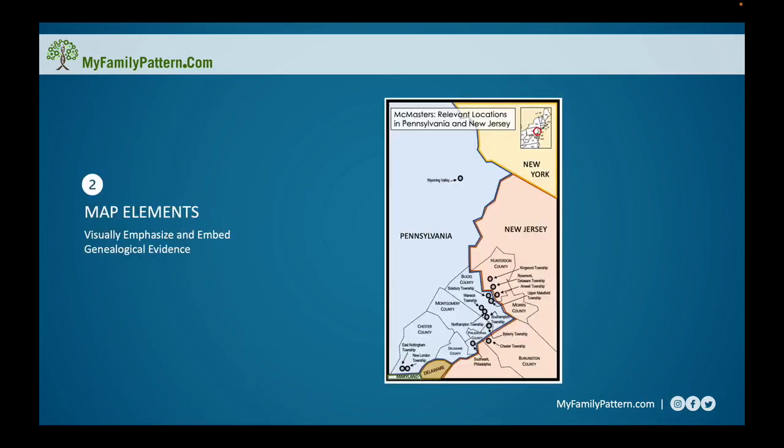The next thing we really want to talk about is what elements we should include on the maps we create. I'm not going to go through all of it, but there are certain elements that are really helpful for your readers to understand what you're talking about and what you're trying to emphasize with respect to the genealogical evidence.